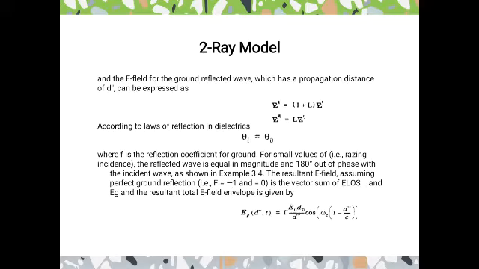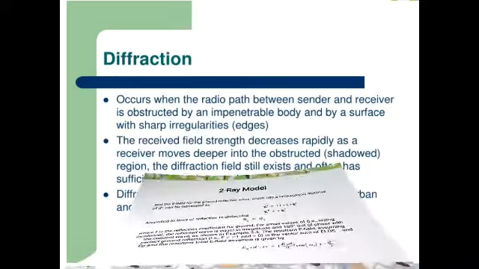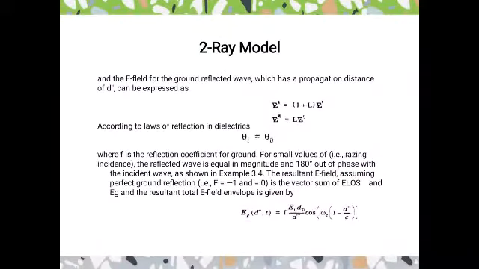So the resultant electric field, assuming perfect ground reflection, is the vector sum of E line of sight and E_g, and the total field will be given by the addition of these two, that is E total equal to E line of sight plus E_g.